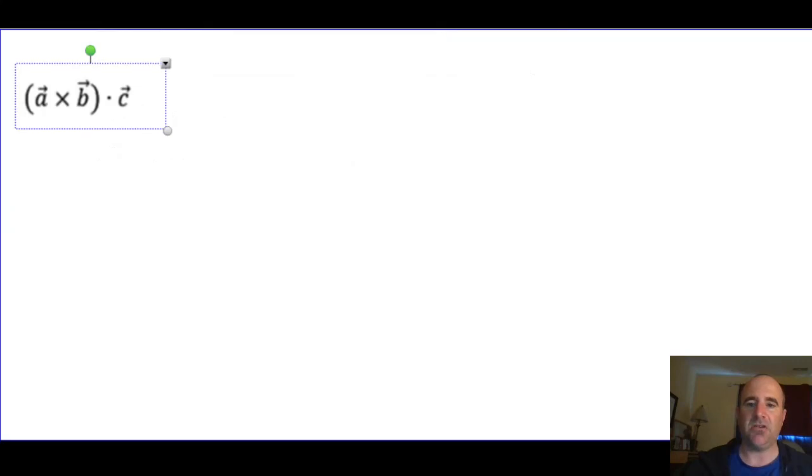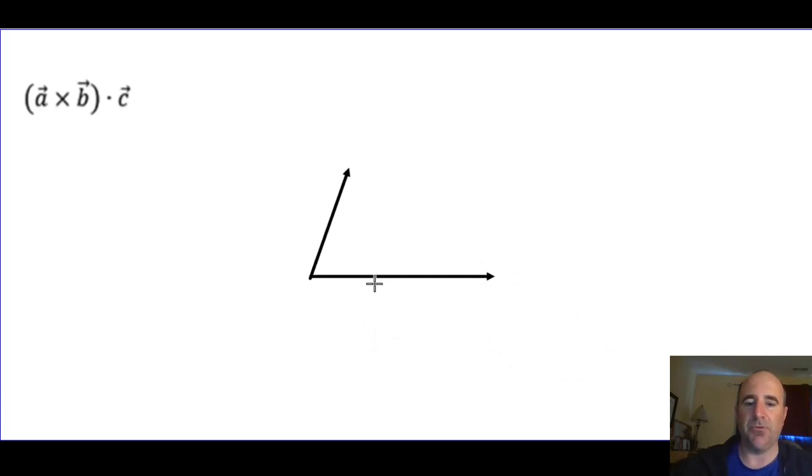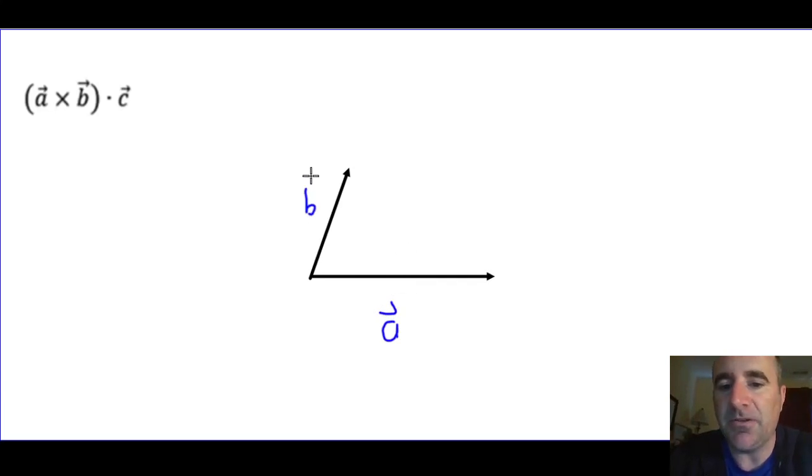So A crossed with B dotted with C. I've got it up here again. So let's add some vectors here. So let's say that this is vector A right here. Okay, and I'm going to draw vector B right here. Notice that these are both on the screen, even though they're three-dimensional vectors. I've drawn them both on the screen.